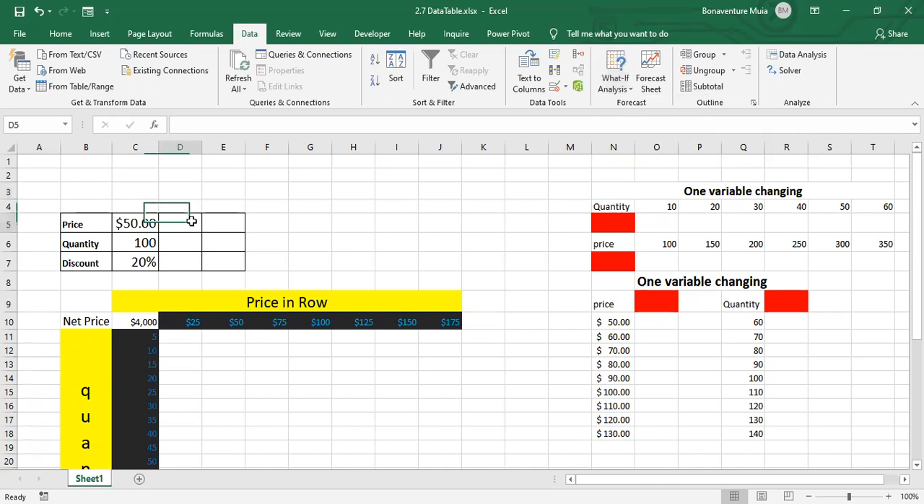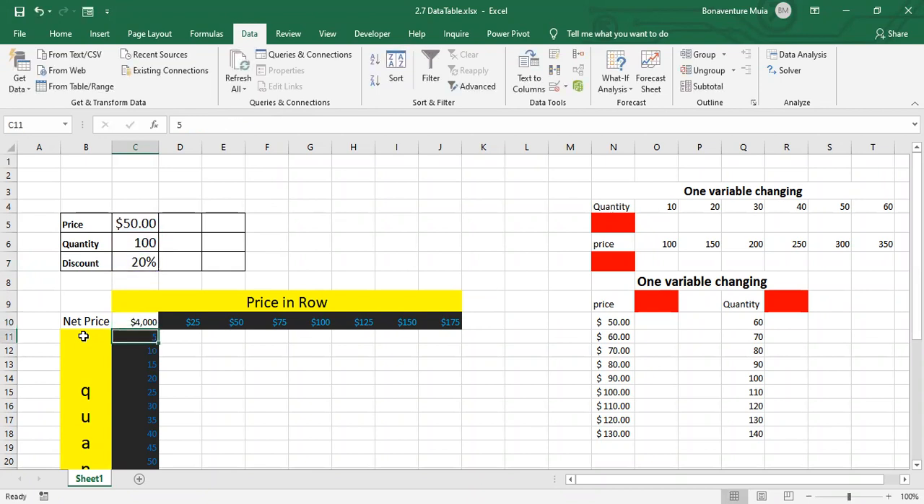In this table that we have here, we have the price, the quantity, and discount. For you to be able to get the net price, given the price, the quantity, and the discount, the net price is going to be price times quantity times 1 minus discount. This is the formula that we have here. This is going to give you the net price.